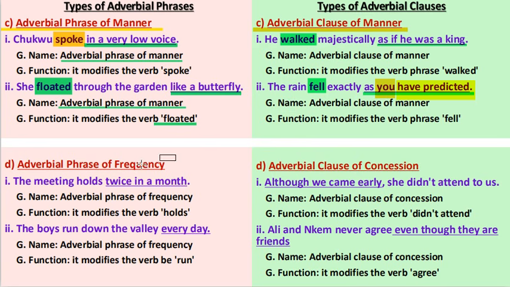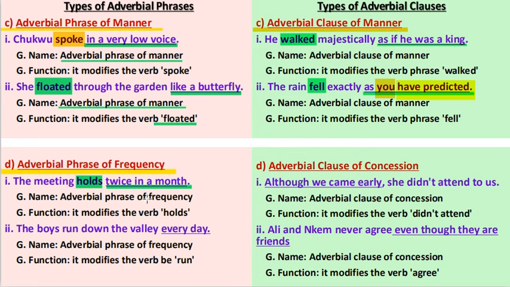We have adverbial phrase of frequency. This adverbial phrase tells us how often or how rarely the verb is performed. The first example there says, the meeting holds twice in a month. Twice in a month is an adverbial phrase of frequency, and the function is that it modifies the verb holds. If we ask, how often does the meeting hold? We say twice in a month.